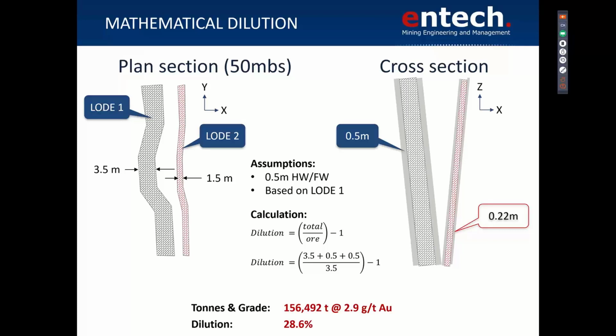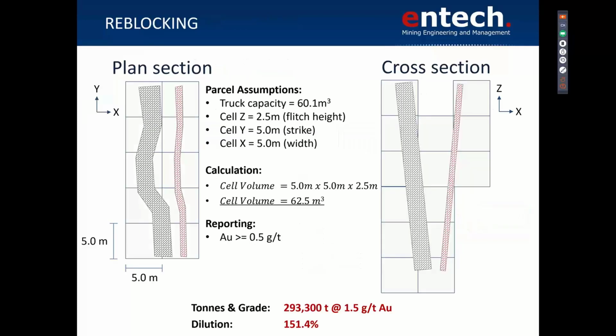So as will be shown a little bit later, that can drive your pit optimization to be a bit bigger than what you really expect it to be. The other way is to look at reblocking.